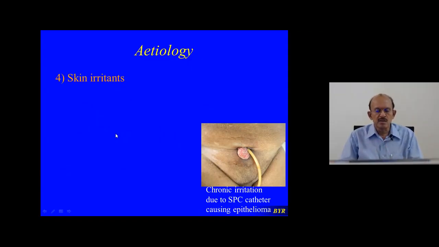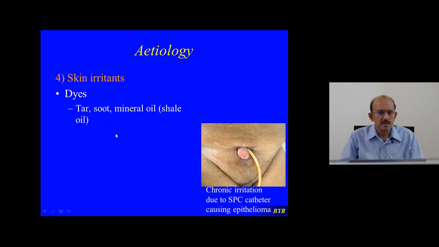Then the fourth cause is skin irritants. Skin irritants can be dyes like tar, soot, mineral oil, or shale oil. Soot causes cancer, squamous cell carcinoma. Where? Can you tell me? Soot causing skin cancer. It is an epithelioma.